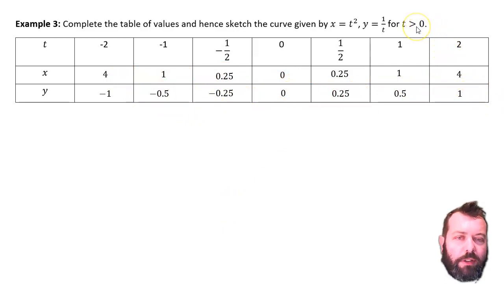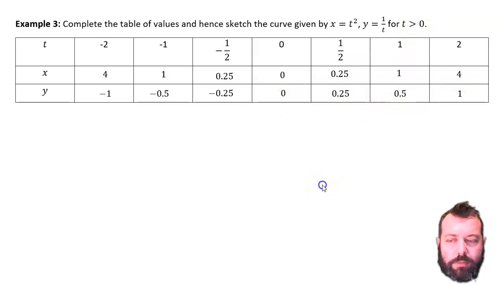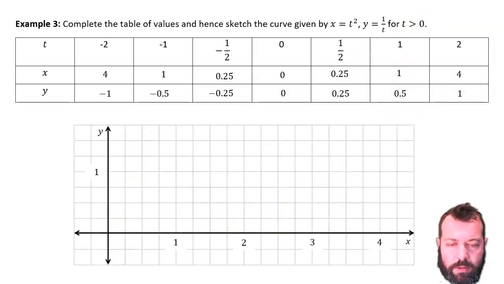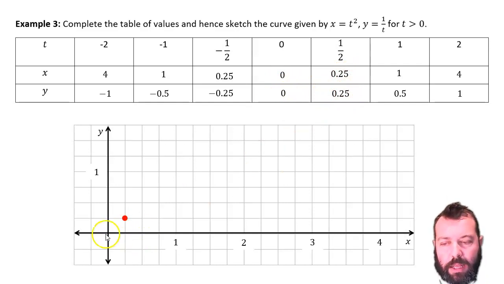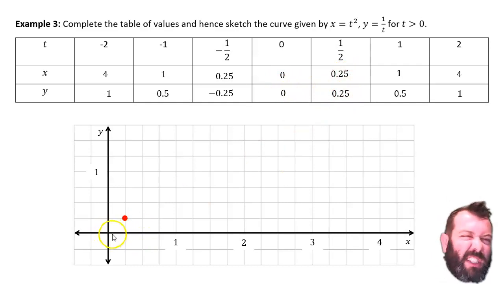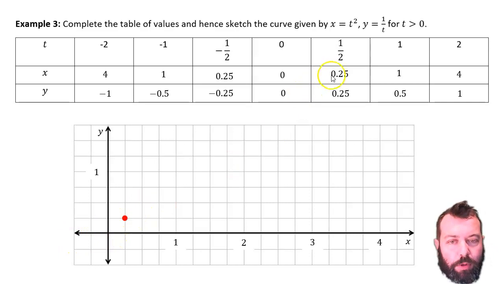Now we only want to look at t greater than 0, so I'm going to look at these 3 points. Here's a pair of axes. There's my first point at 0.25, 0.25. I could have done 0, 0 and just had an open circle; I'll keep that in mind at the end. Second point should be at 1, 0.5. And there's my third point at 4, 1.